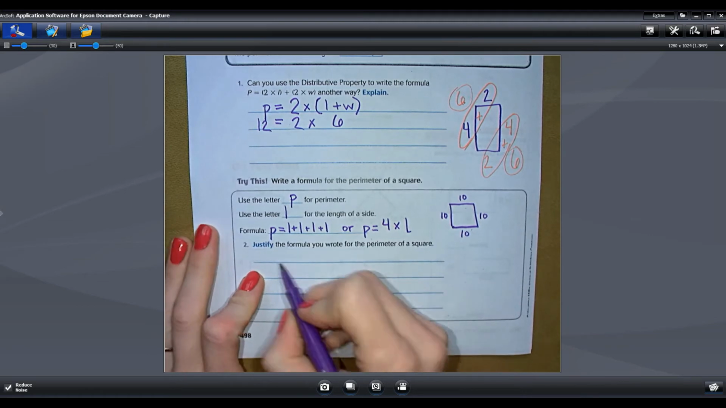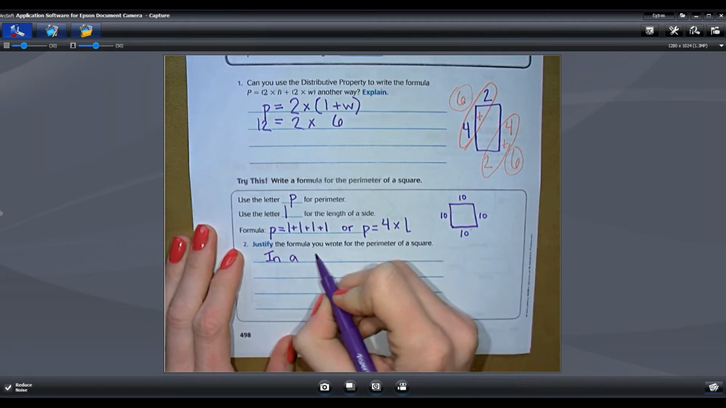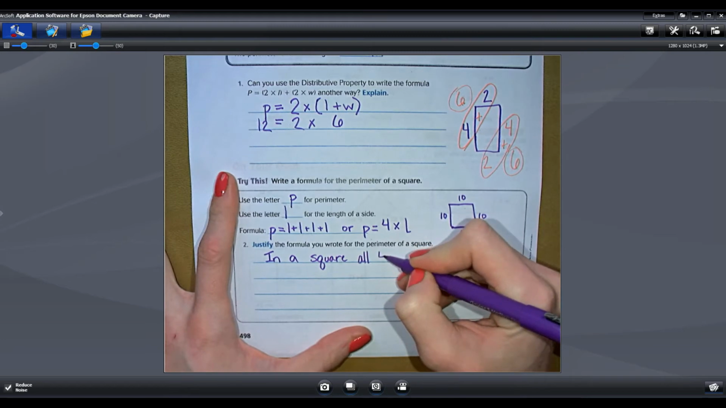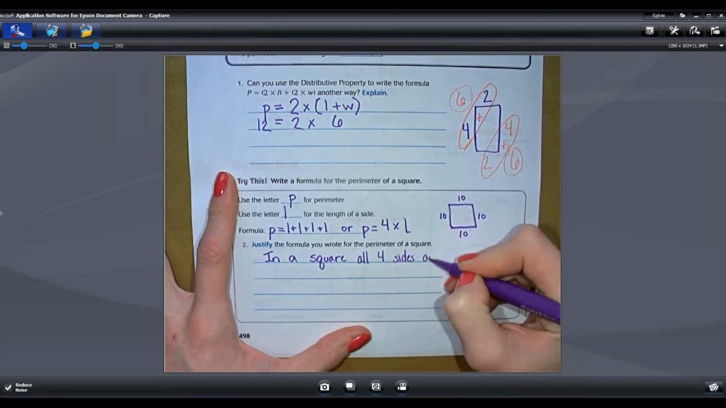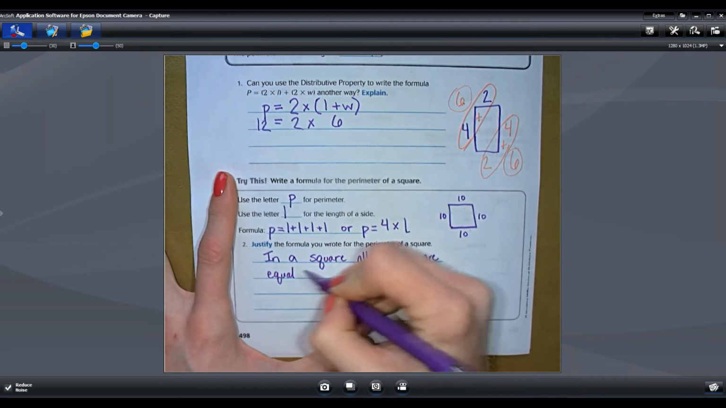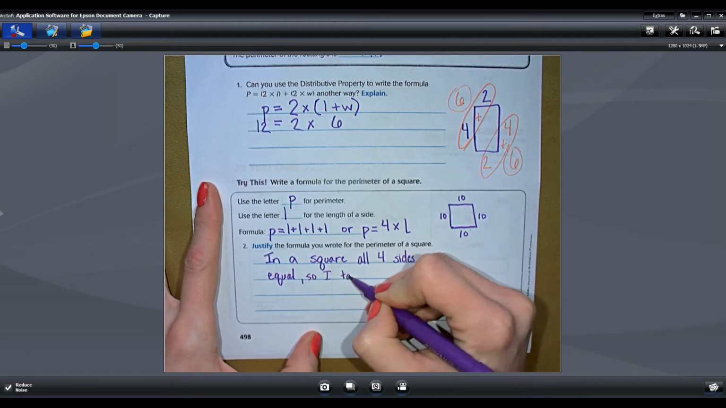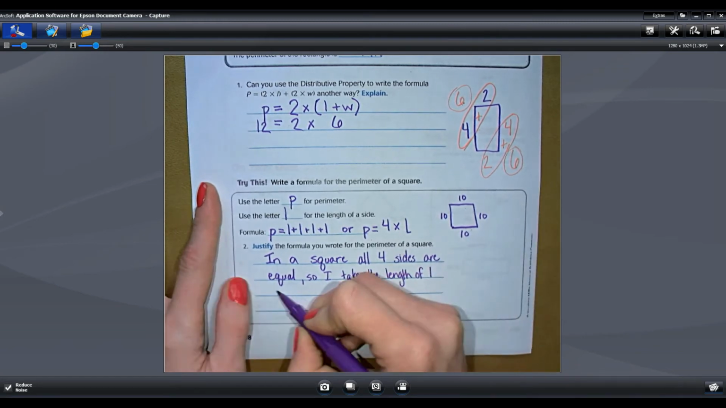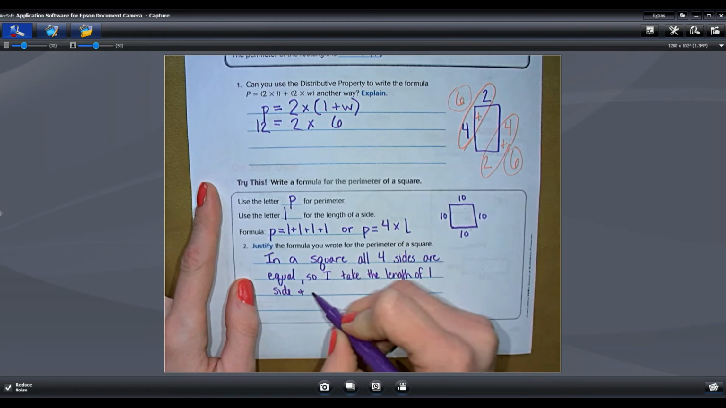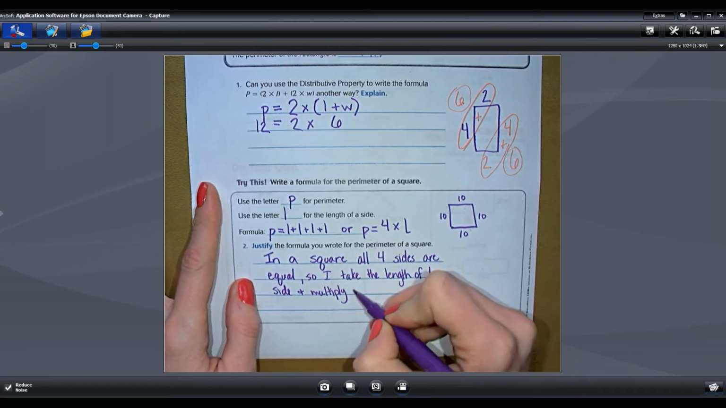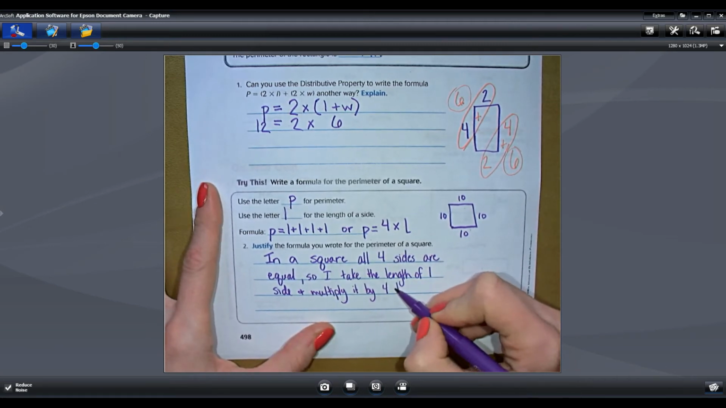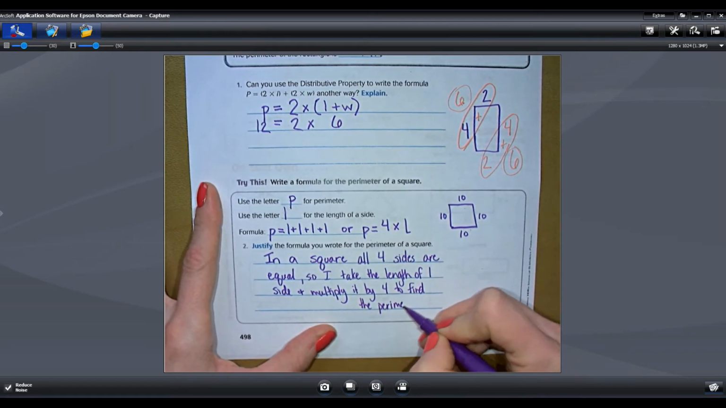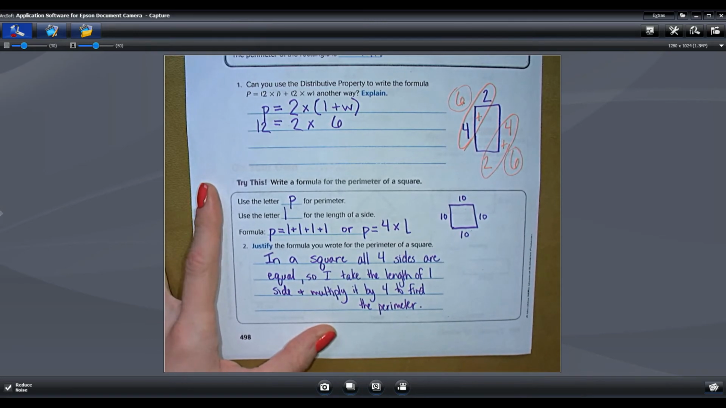Okay, so let's justify it. Let's explain it. Okay. In a square, all 4 sides are the same. Or we could say are equal, right? So I can take the length of one side and multiply it by 4 to find the perimeter. Okay, pause it if you need to catch up with me. I'm going to keep going. Okay.